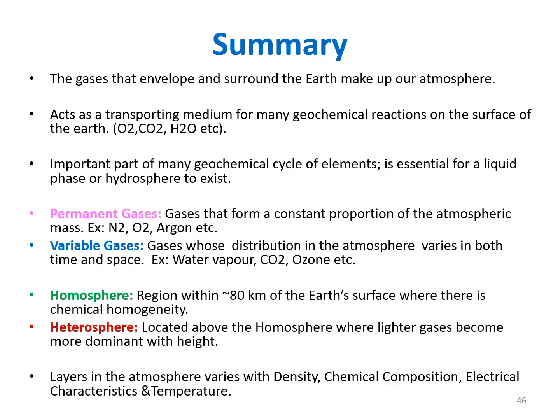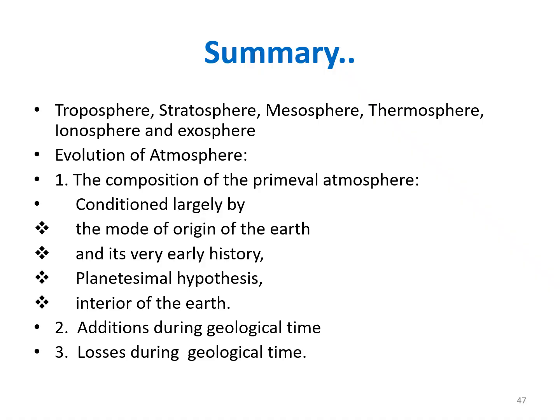Homosphere is the region within around 80 kilometers of the Earth's surface where there is chemical homogeneity, and heterosphere is located above the homosphere where lighter gases become more dominant with height. Layers in the atmosphere vary with density, chemical composition, electrical characteristics, and temperature. Layers in the atmosphere include troposphere, stratosphere, mesosphere, thermosphere, ionosphere, and exosphere.